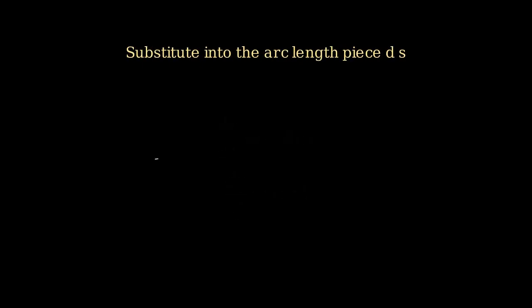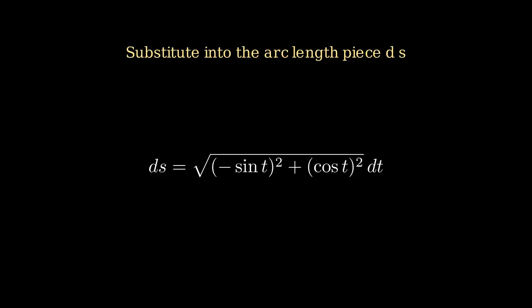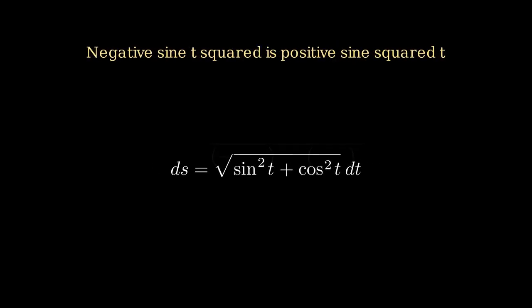dx/dt equals negative sine t, dy/dt equals cosine t. Substitute these into the arc length piece. ds equals the square root of (negative sine t) squared plus (cosine t) squared, dt. Negative sine t squared equals sine squared t, so this simplifies to the square root of sine squared t plus cosine squared t, dt. That equals the square root of 1 dt, that is just dt.